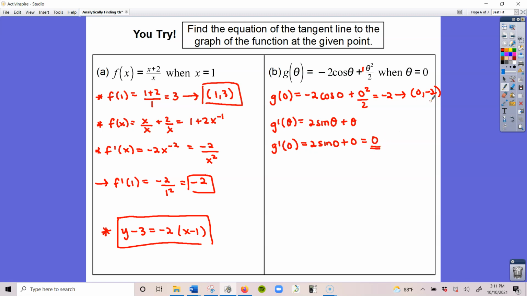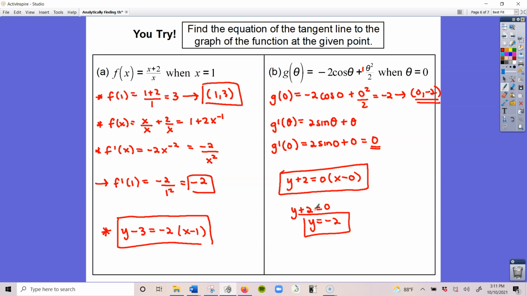So I have my slope, I have my point. We can put it in our equation of the tangent line. So y minus negative 2, which is y plus 2, is equal to the slope, which is 0, times x minus 0. Now this looks really strange, but you can leave your answer like that. This is acceptable. However, you could also have written y plus 2 equals 0, and then solve for y, so y would equal negative 2. Doesn't matter. Either you leave your answer like this or like this. These are two acceptable forms.